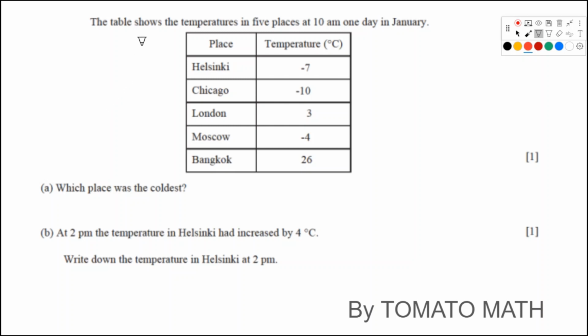The next one: the table shows the temperatures in 5 places at 10 a.m. one day in January. So all of this table shows the place and the temperature of the place. Which place was the coldest? So we can see that -10 is the coldest temperature, but we want the place. So Chicago is the coldest place.